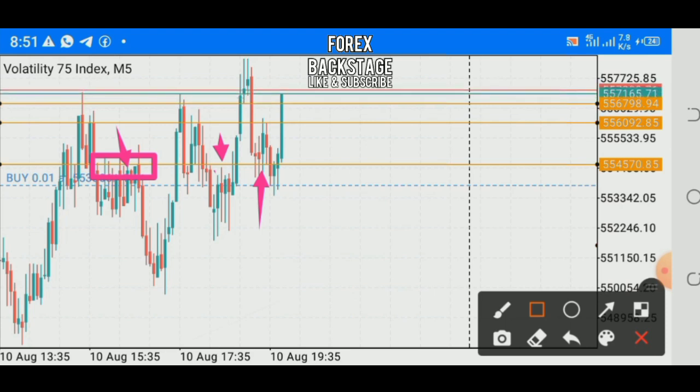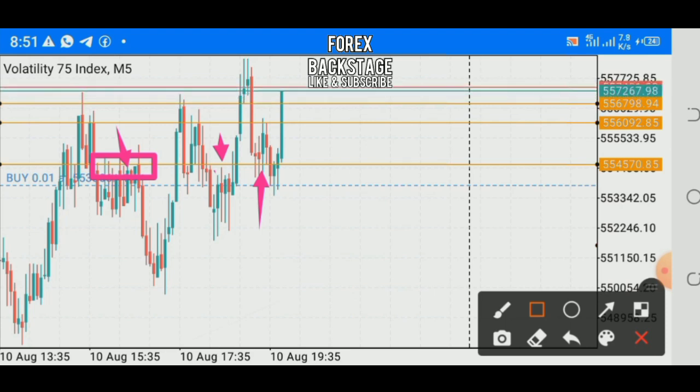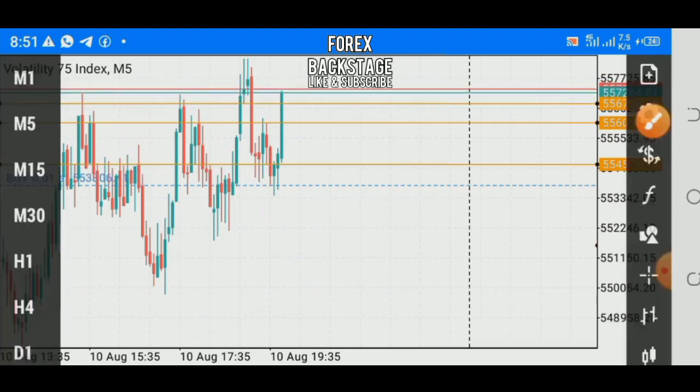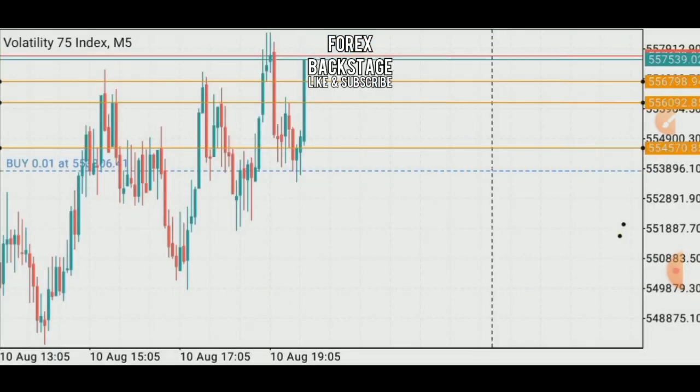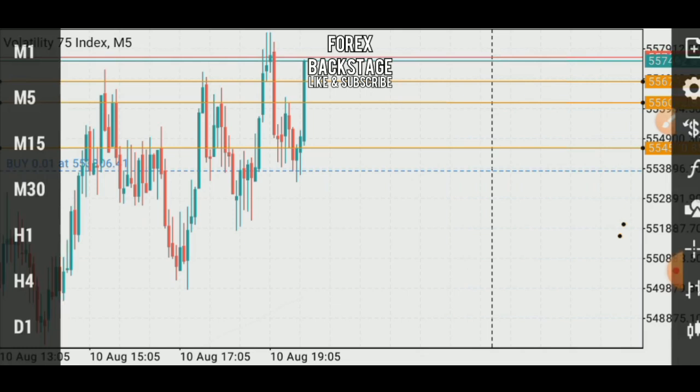We are in massive profit already. Let's see how much we're able to make. We have about $34 profit. So this is one of the best strategies, using support and resistance to trade. It's the best strategy so far. Continue drawing our support and resistance. Now I'm going to take profits.